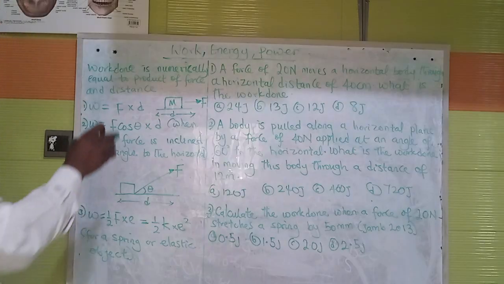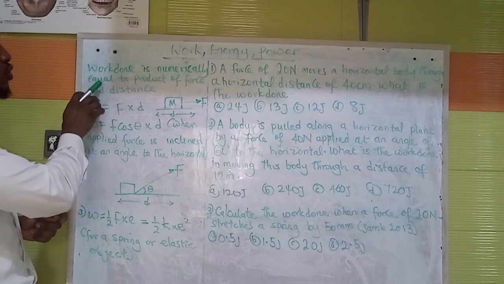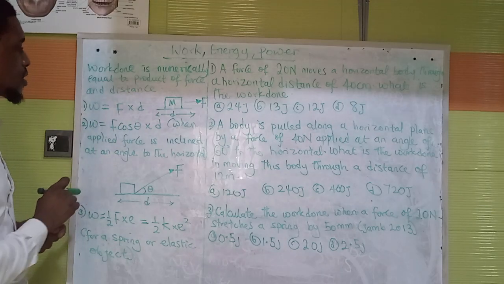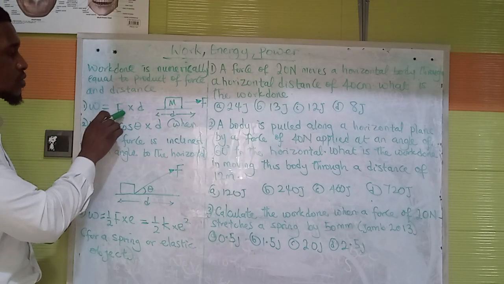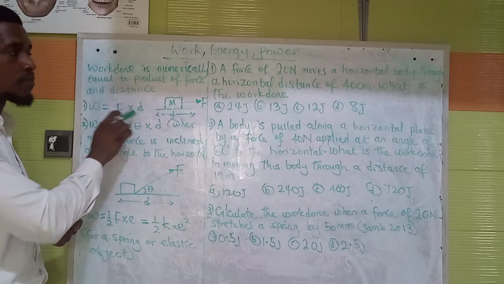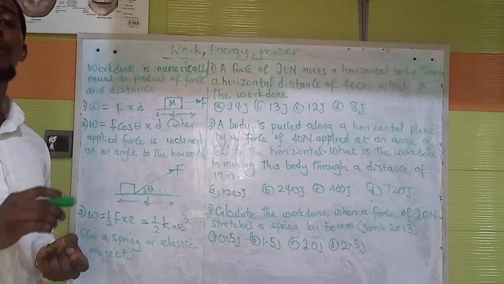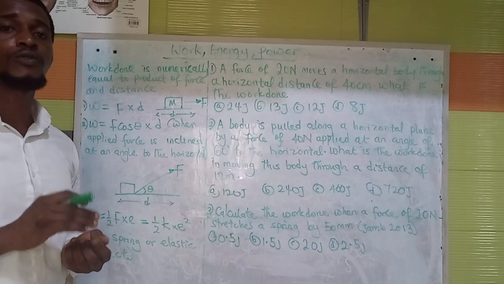Now, work done is numerically equal to the product of force and distance. So it means that work is equal to force times distance. So work is said to be done when you apply a force and that force moves an object.